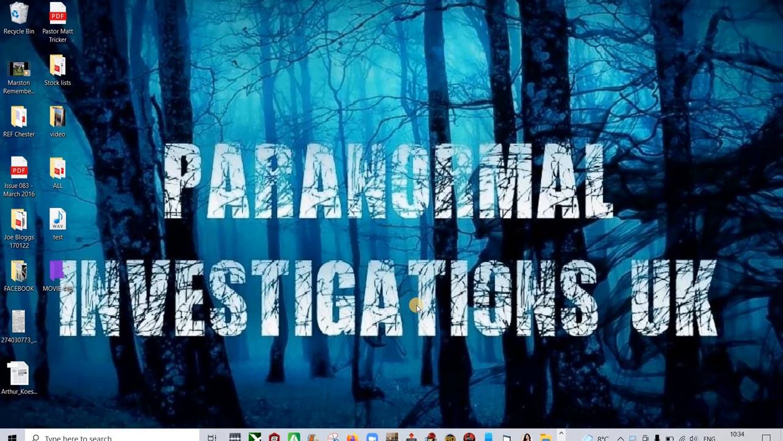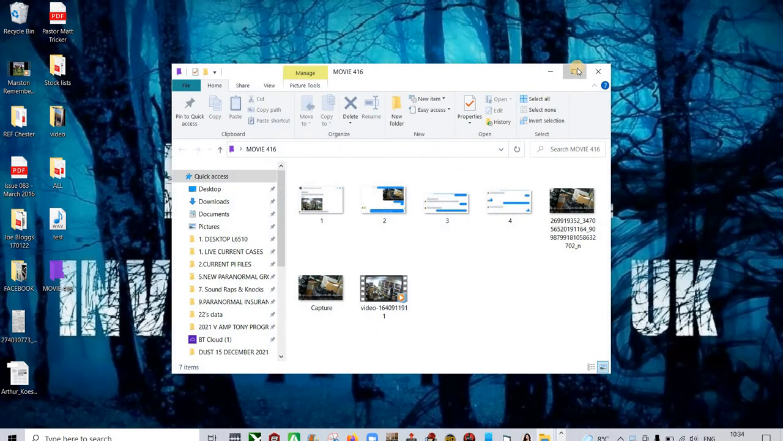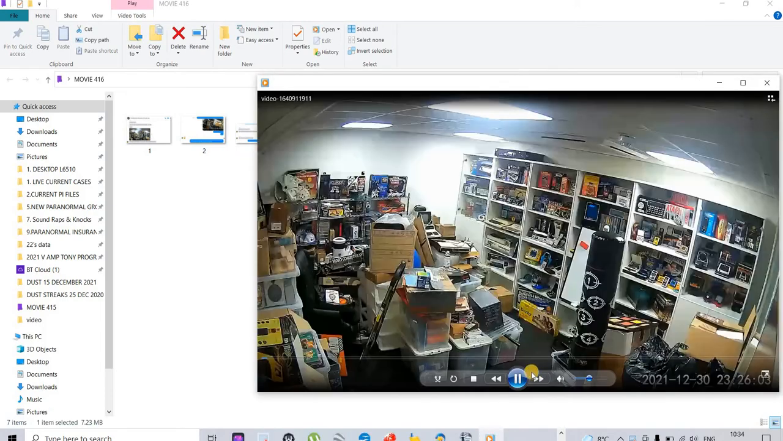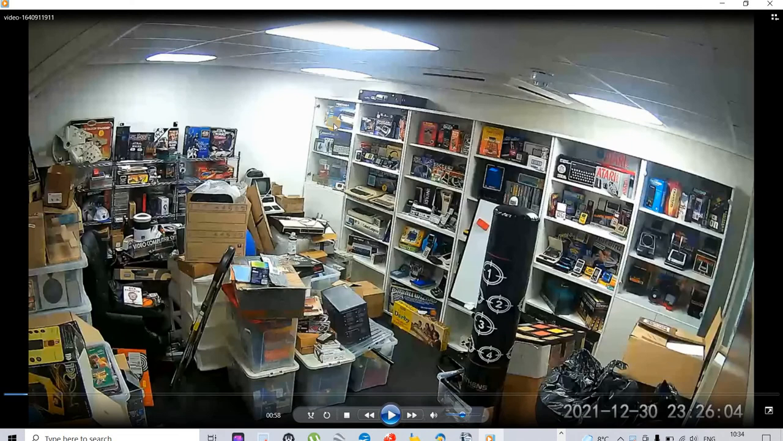Today's date is the 15th of March 2022, and we're now looking at movie 416. And another unusual event. There were two parts of this, so let's get straight into this. This is again in Chester, and unusually, this is in the storeroom. It used to be a meeting room when we first got involved with the case.